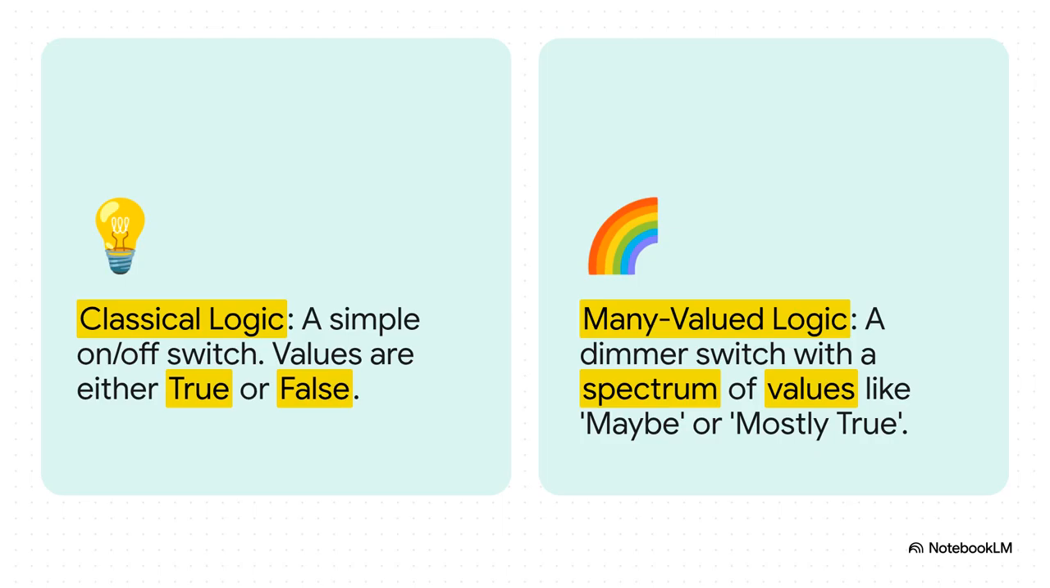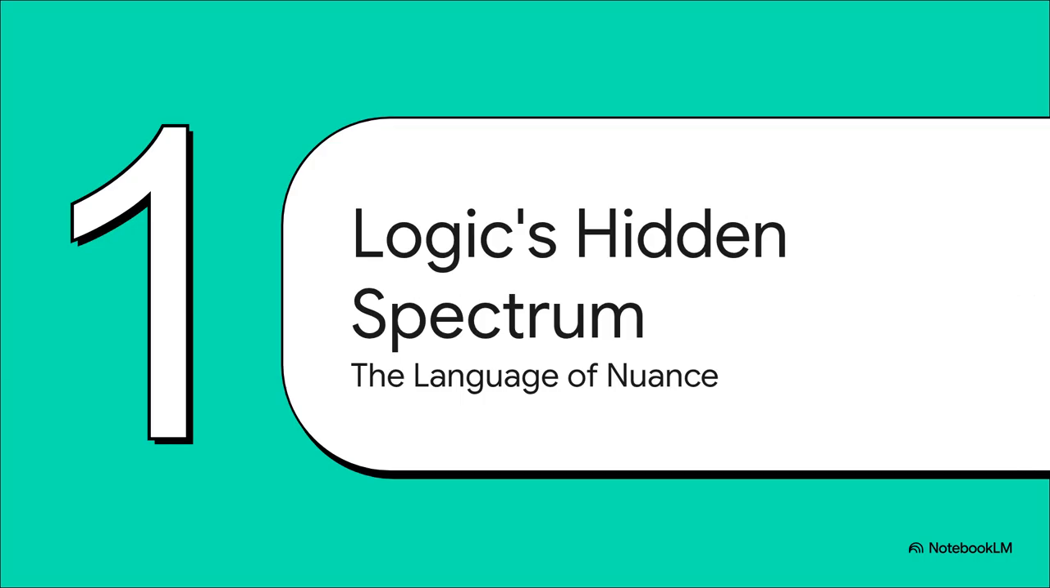On the one hand, you have classical logic. Think of it like a simple on-off light switch. It's either true or it's false. That's it. But then you have many-valued logic, and that's not a switch. It's a dimmer. It allows for all those shades in between. Mostly true, kind of false, maybe. It's a logic that's actually built for the messy world we all live in. All right, so let's explore this hidden spectrum, because it's not just some abstract idea, it's the actual language of nuance.